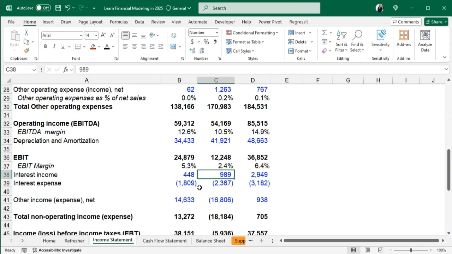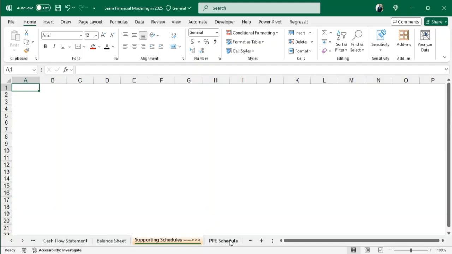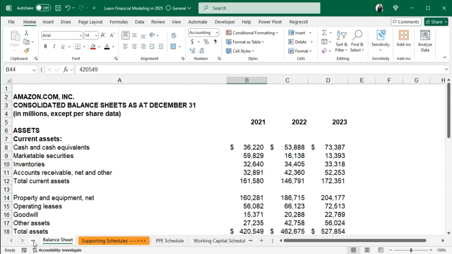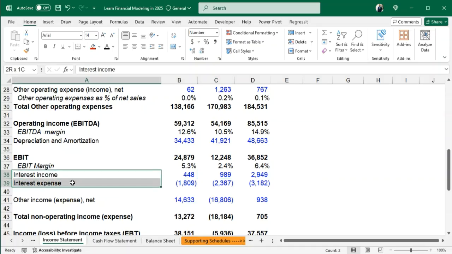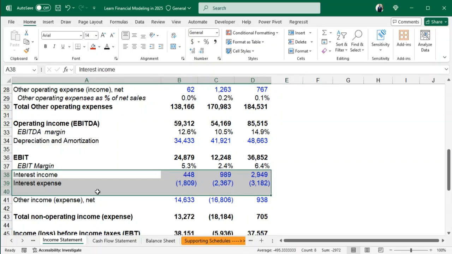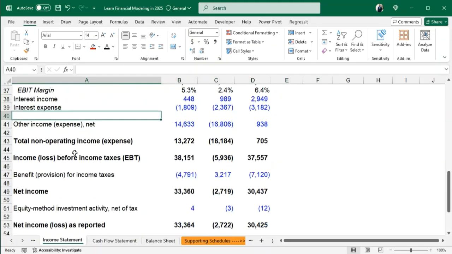And for interest income and interest expense, these are also going to be projected using our debt schedule, which is also part of our supporting schedules. As you can see, we have the PPE schedule here, the working capital schedule, as well as the debt schedule. We are going to build all of these in our subsequent videos. The debt schedule is where you are going to forecast these two items, so we don't need to calculate any historical ratios for these.